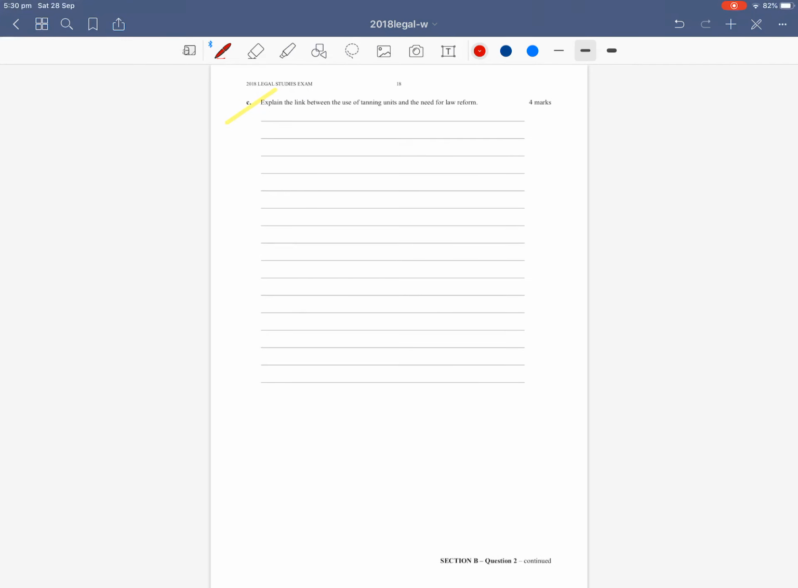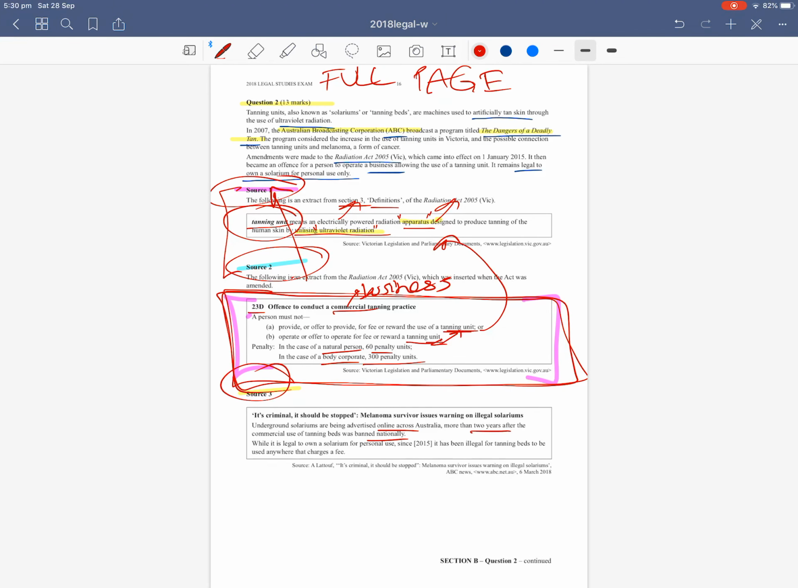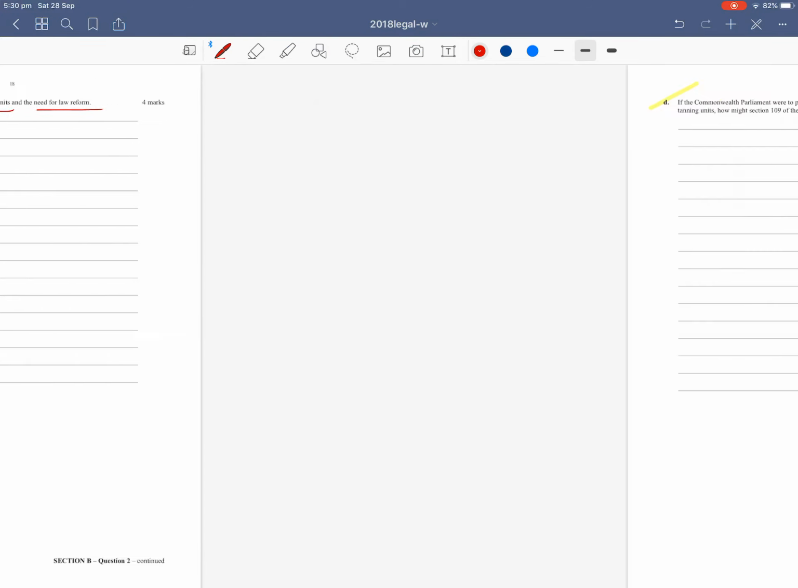Then we've got C, explain the link between the use of tanning units and the need for law reform. Again, this needs to be stimulus driven. Right, so I've taken up too much of your time on this question. I'm going to quickly move on.